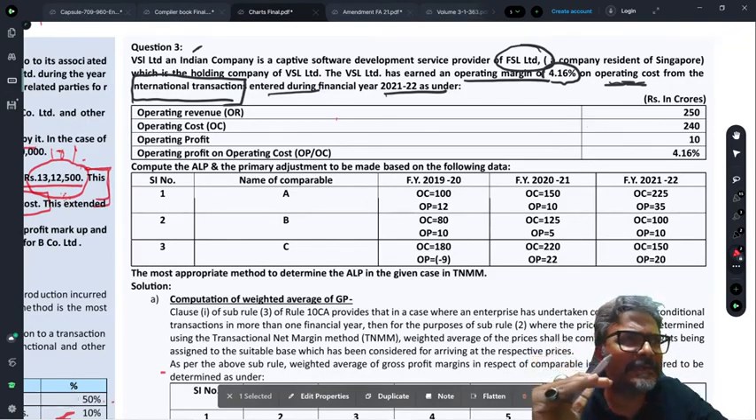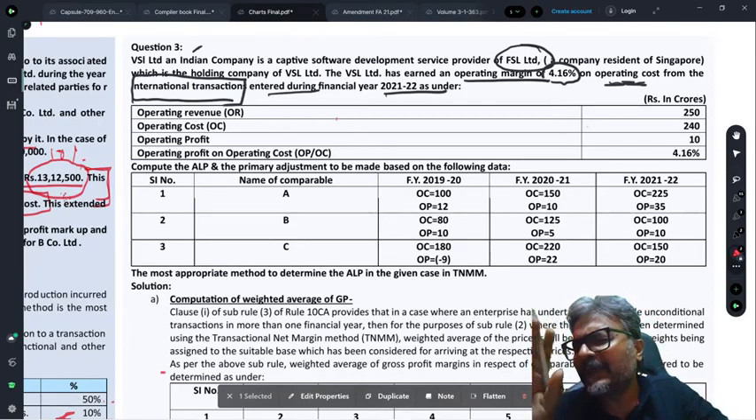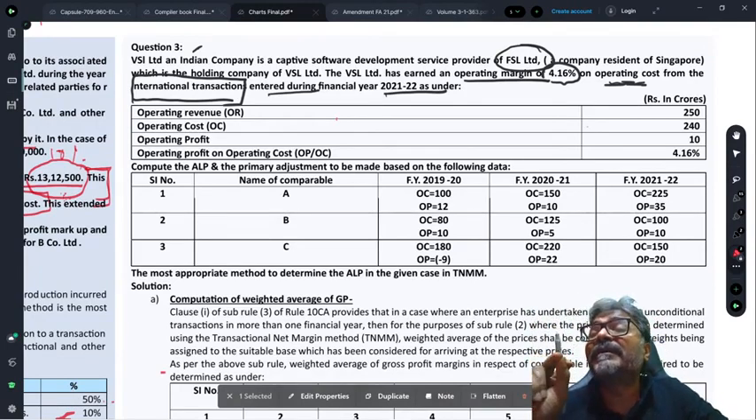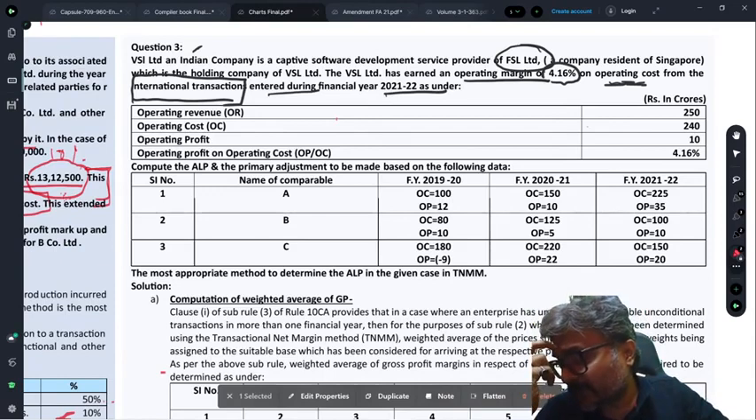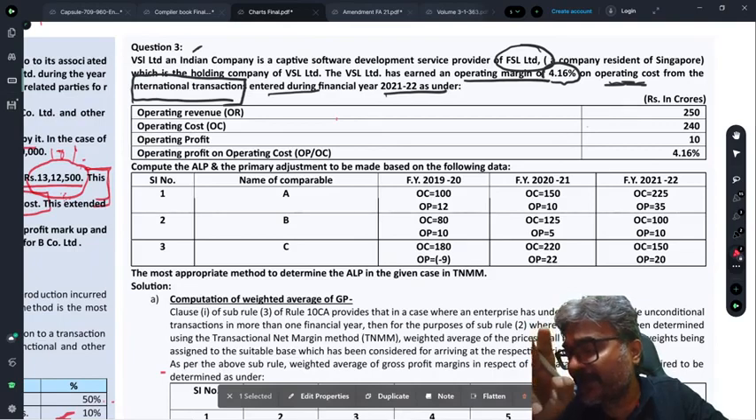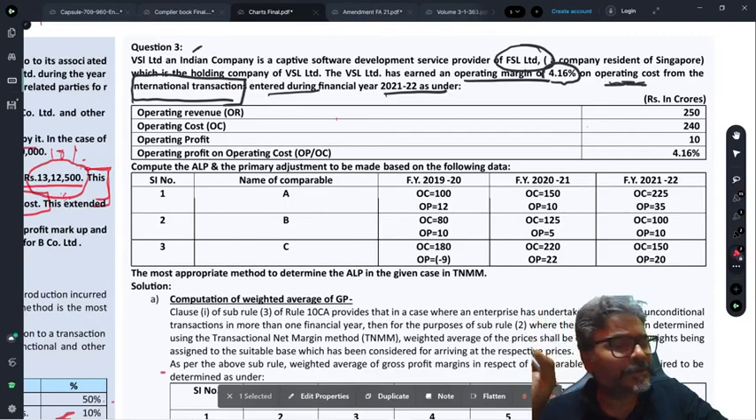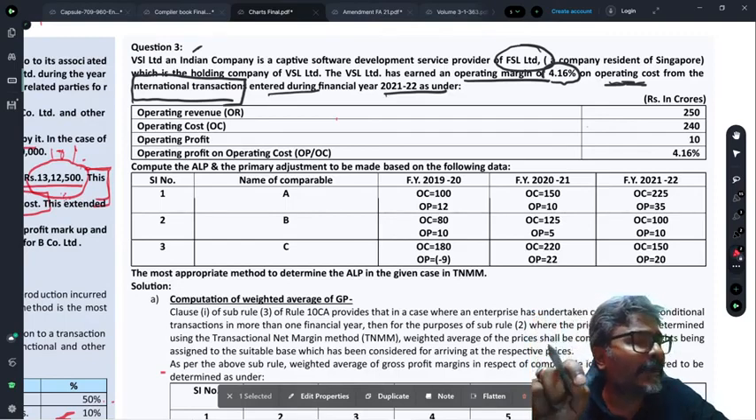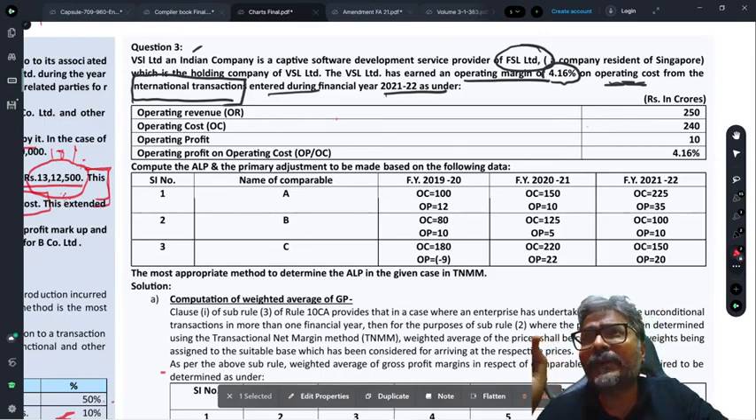Obviously, students, yesterday itself, I was discussing this with all of you. And what was the discussion that we had in yesterday's class? The discussion was this, that if you are given the profit percentage as a percentage of cost, which method are they talking about? It is the cost plus method. The profit percentage as a percentage of cost.